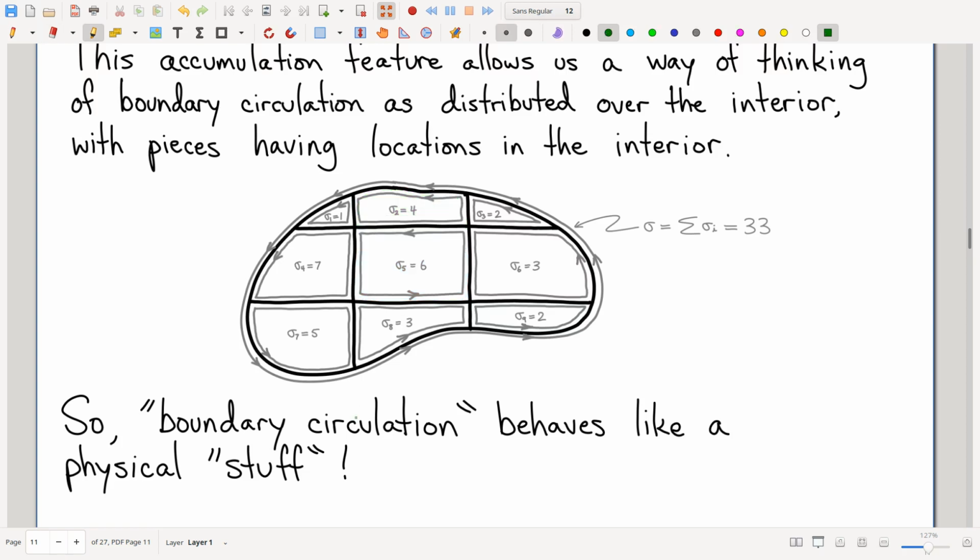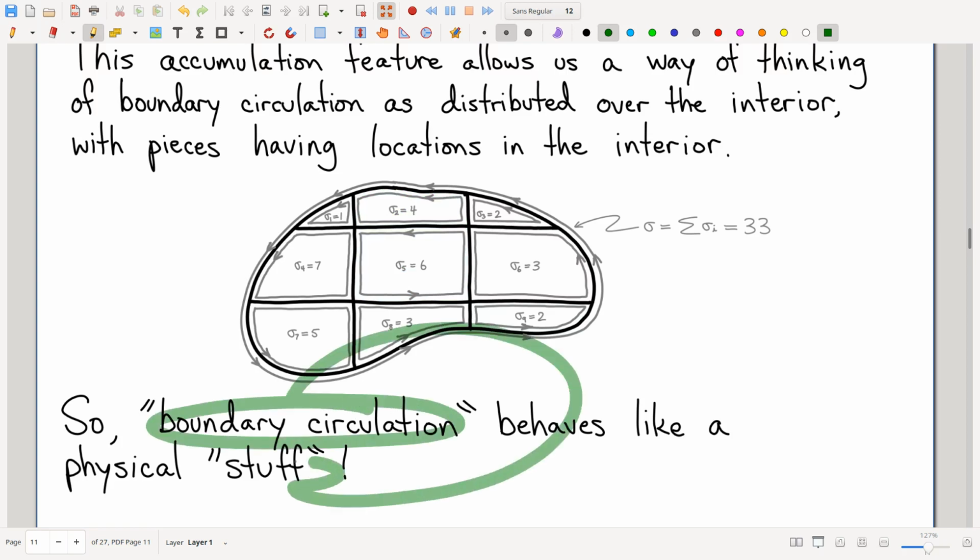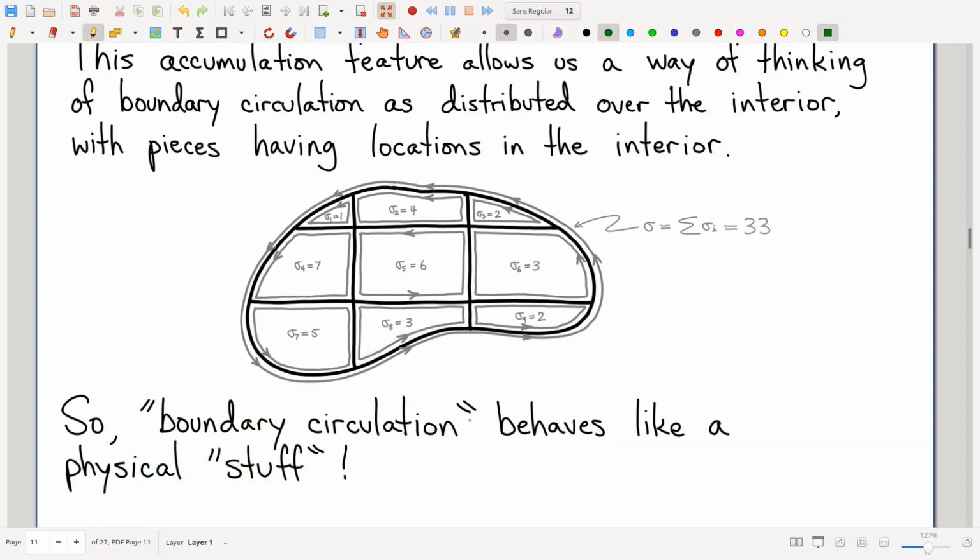Okay, so here's the nice, really important takeaway, and that is you should view boundary circulation as kind of being physical, even though it's not. Okay, here's the thing about stuff.